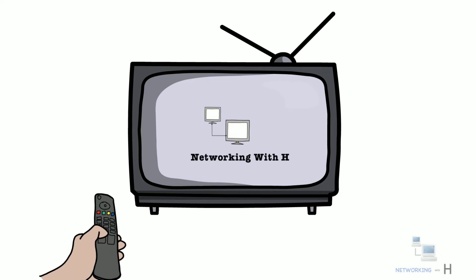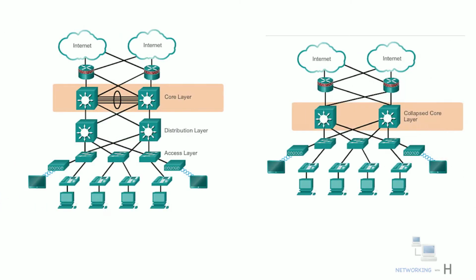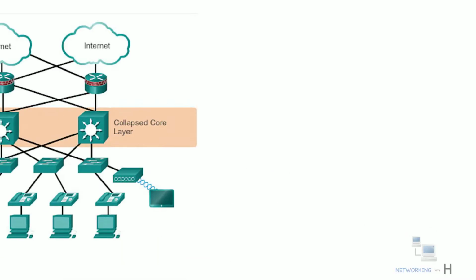In this session of the CCNA series, I'll be discussing two types of network topology architecture. The first one is the three-tier architecture and the second one is the two-tier architecture.